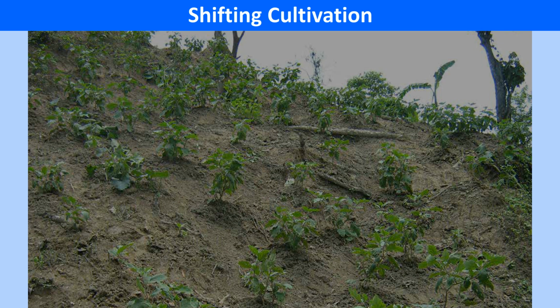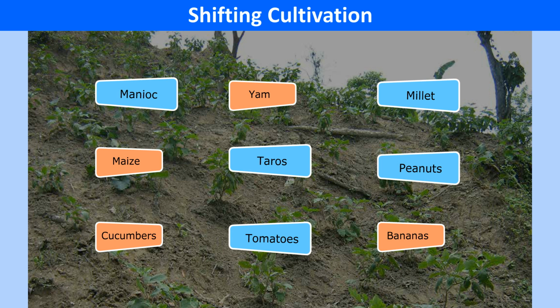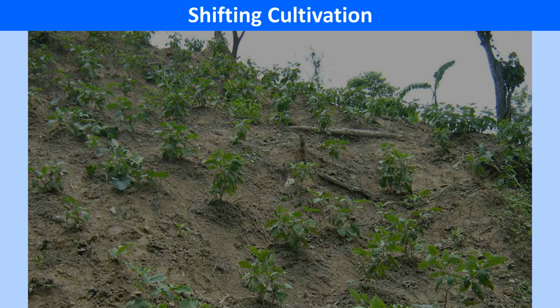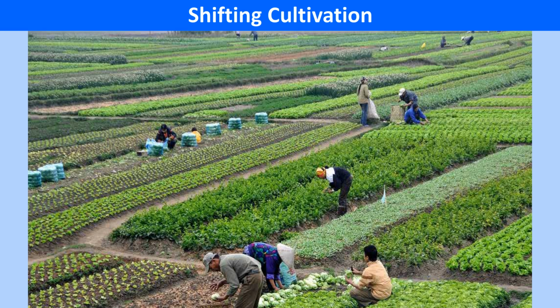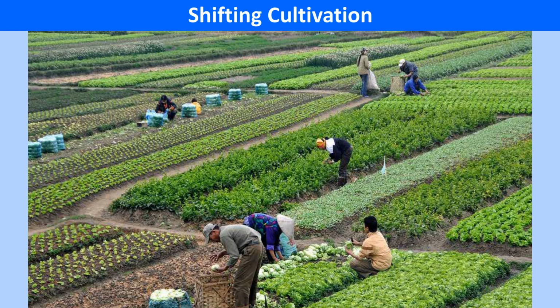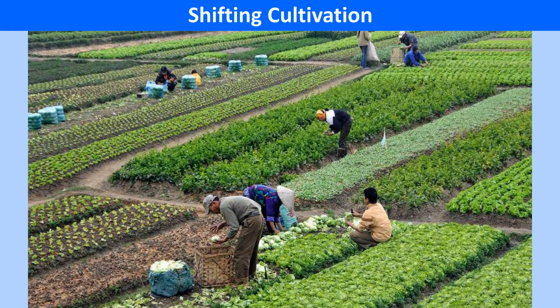Crops cultivated include manioc, yam, millet, maize, as well as taros, peanuts, cucumbers, tomatoes, and bananas. 2 to 4 different crops are often grown alongside each other. As they ripen at different times, a food supply is always available.